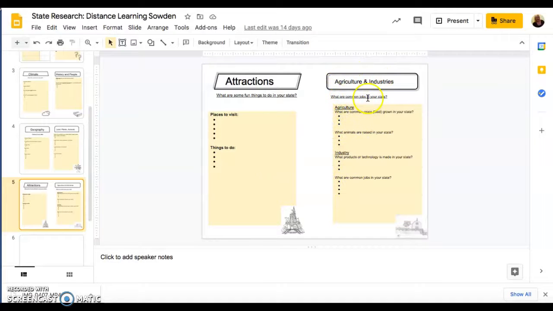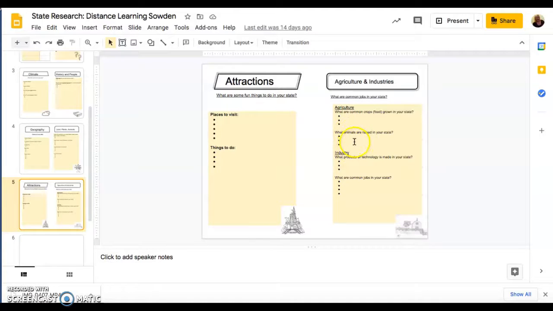So what are common jobs in your state? Agriculture is the food that's grown. So thinking about which food is grown, what plants, trees that they use, like maybe fruit trees. Like in Minnesota, we have a lot of corn, we have a lot of apples, we have a lot of soybeans. Those are common foods that we grow here.